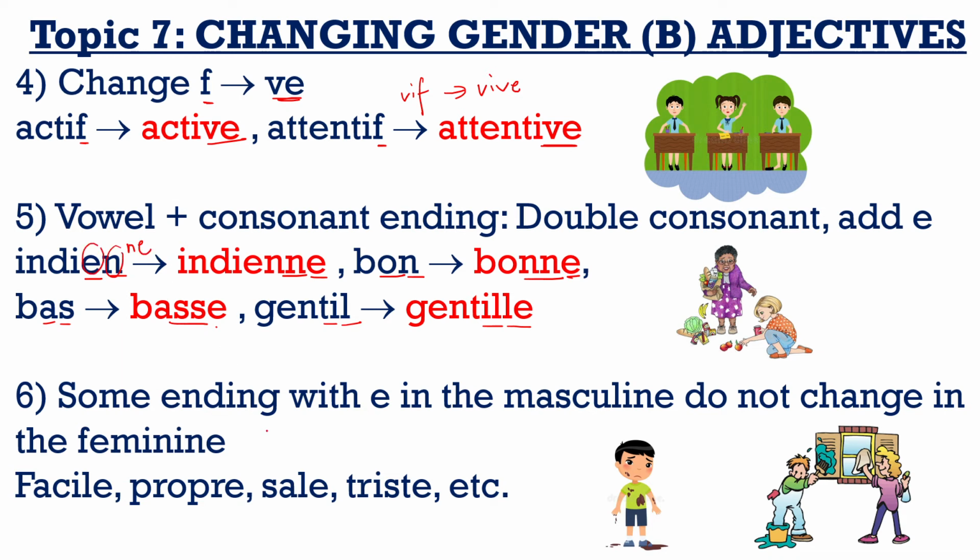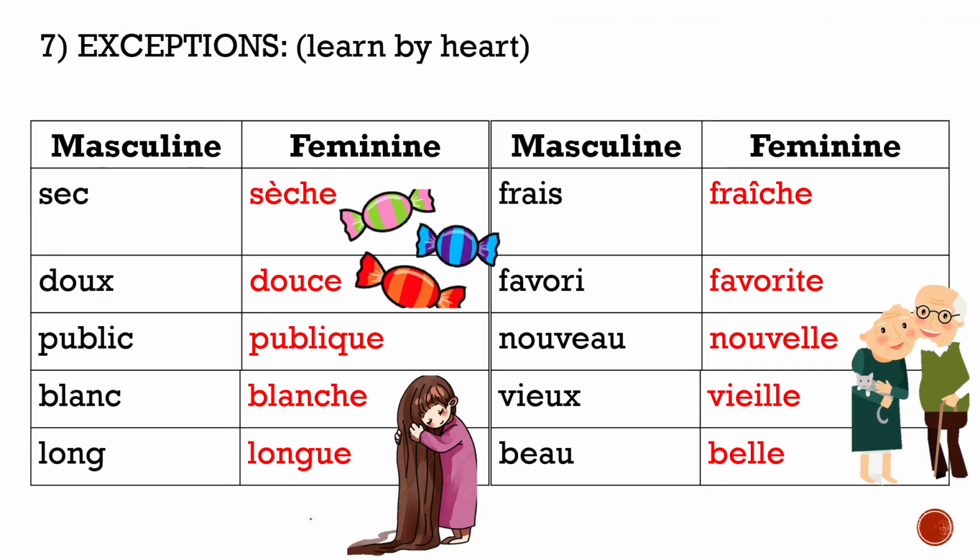Now some which already end with e in the masculine do not change in the feminine. Like facile, which is easy, propre, clean, sale, dirty, triste is sad. These are all ending with e in the masculine. They remain the same in the feminine. Now these are the exceptions to the rules of adjectives changing their gender. So these you will have to learn by heart.